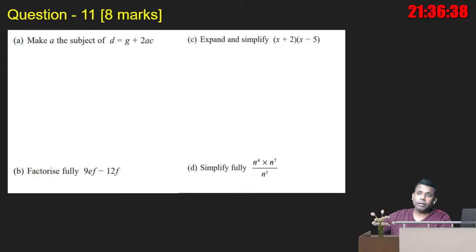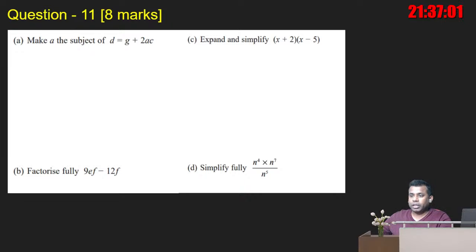Question number 11, right? For question number 11, I always say look at the marks. How many marks have they given? 8 marks for this question, right? 4 parts, to be honest with you. There are 4 different parts, and each part carries 2 marks. So we are going to work on understanding how to do this question, right?